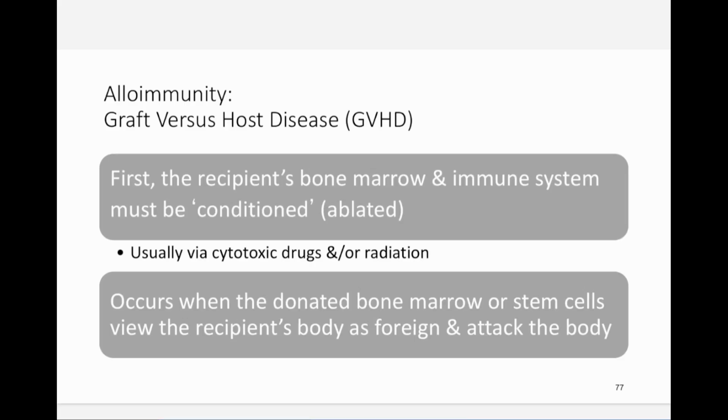Unfortunately, there's really no treatment for this because how could you clear out the other person's white blood cells? There's no way of doing that. Unfortunately, those patients don't do well.